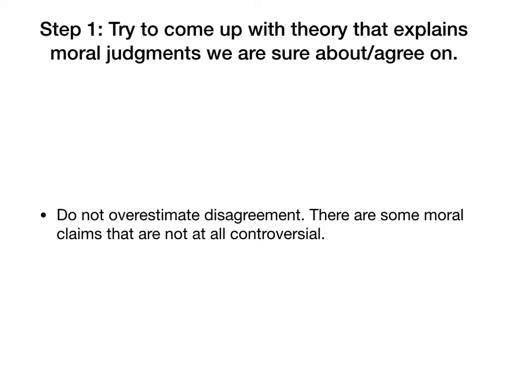So step 1, try to come up with a theory that explains moral judgments we are sure about, that we agree on. And now I'm going to guess that some of you might push back a little bit on this. You might say, well, there isn't any such thing, right? We as a society, we Americans, you flip on the TV, you hear about how polarized we are. We disagree on so much stuff. Even if we Americans agreed on things, there's so many other societies in the world, and they certainly aren't going to agree on moral judgments, right?